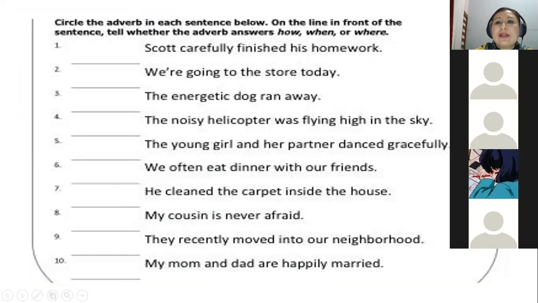Okay, here I have some exercises for you. Okay, it says, circle the adverb in each sentence below. On the line in front of the sentence, tell whether the adverb answers how, when, or where. So I will need some volunteers. We have 10 sentences, so you have to say which is the adverb and tell us if it's how, when or where?